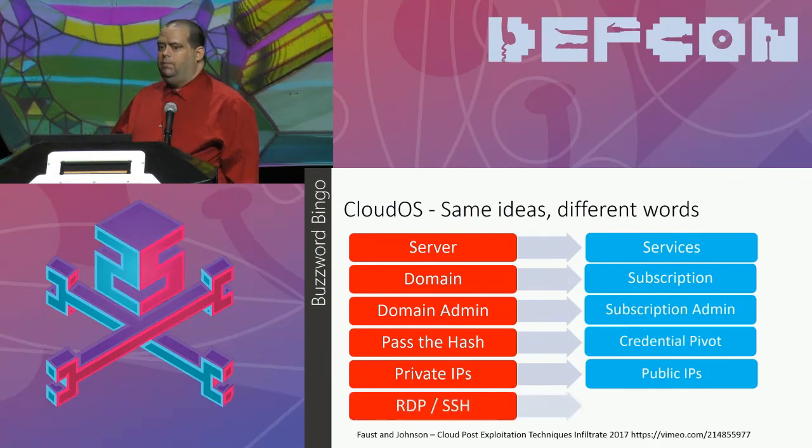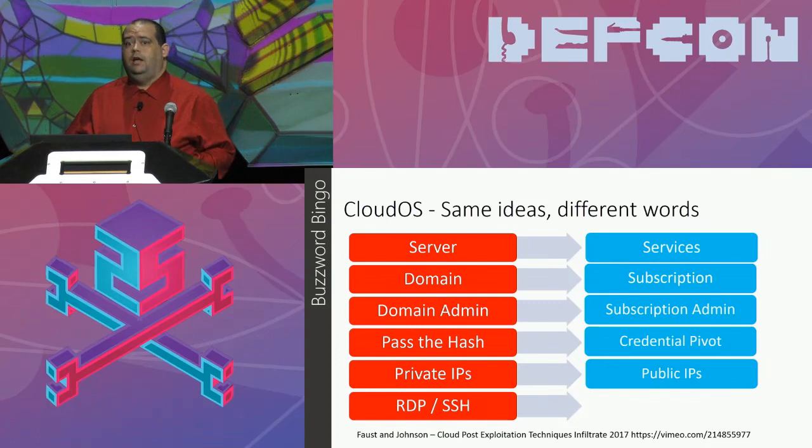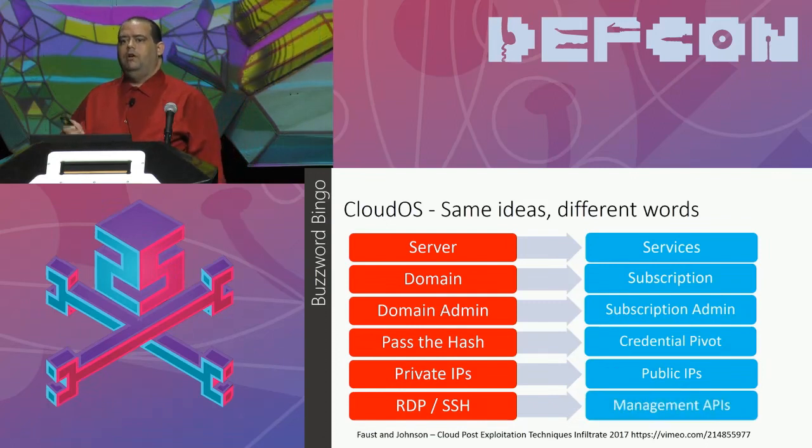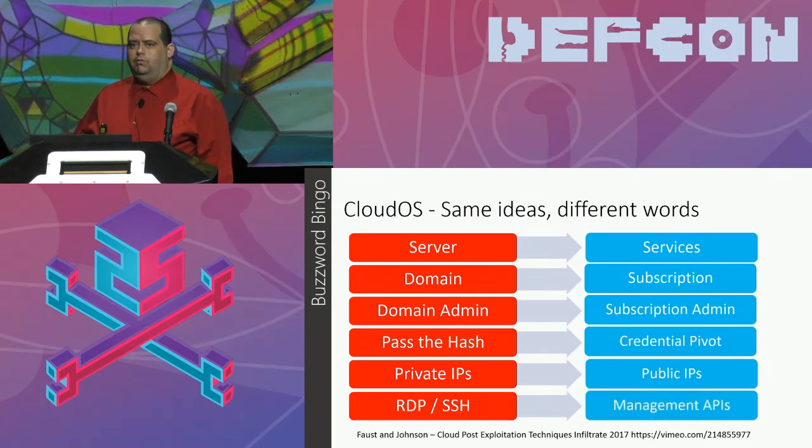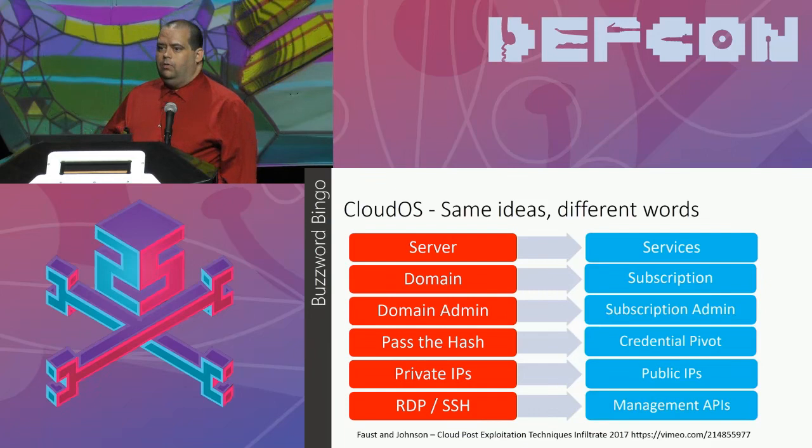And then rather than RDP and SSH, which you still have on IaaS boxes for remote admin, you're generally dealing with management APIs, where you're making requests to the service to do something on your behalf. So these are often your target when you want to make a service or cloud do something for you.